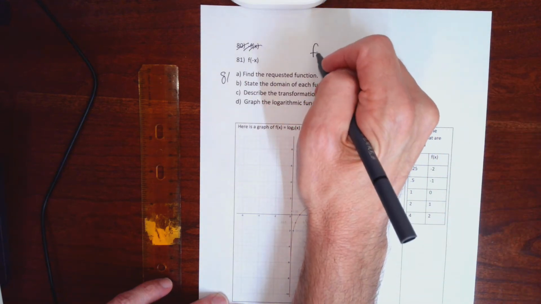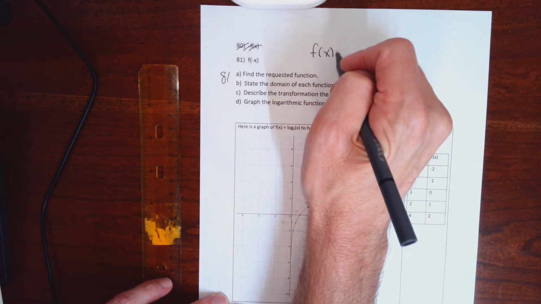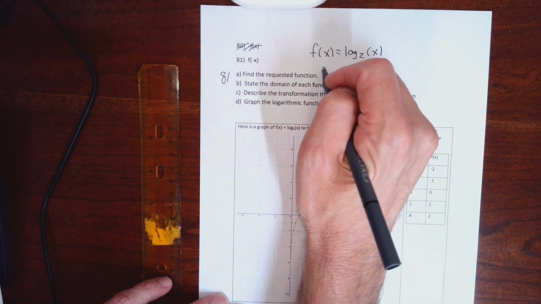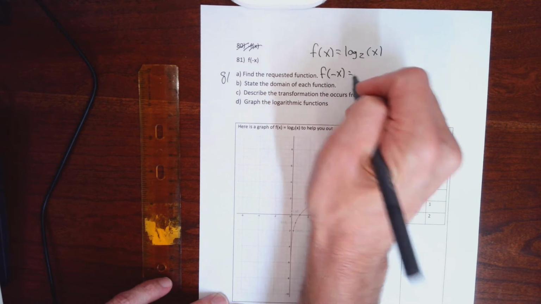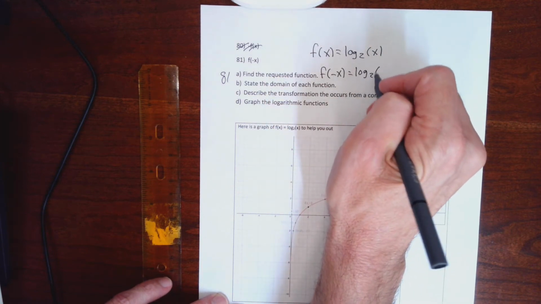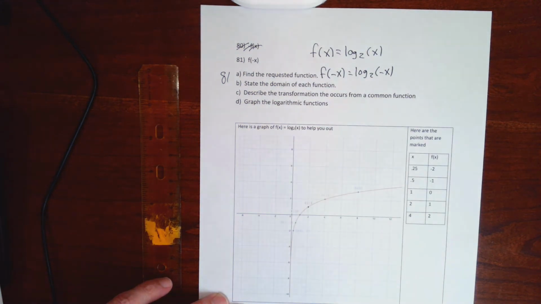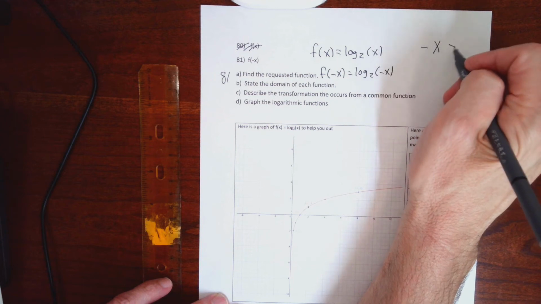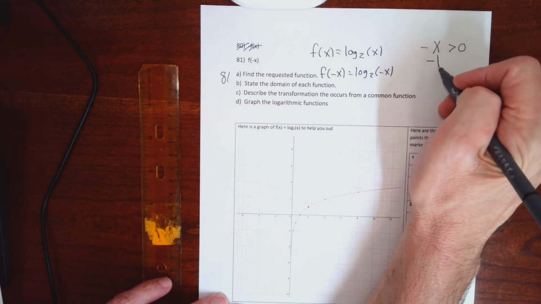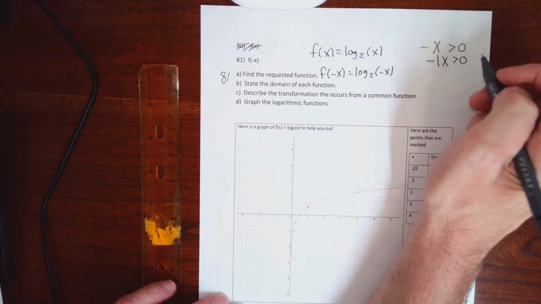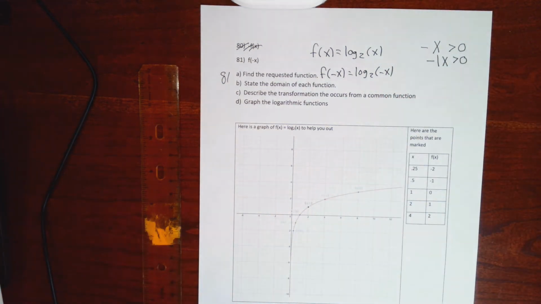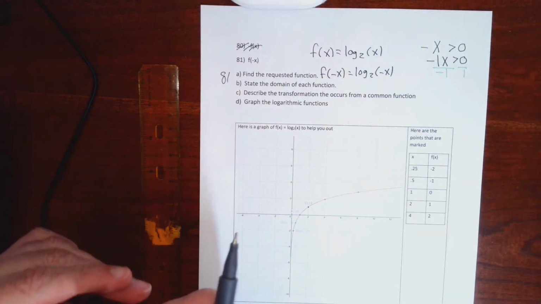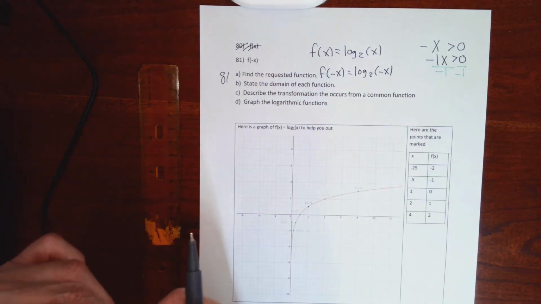So the seed function for problem 81 is f of x equals the log base 2 of x. To find f of negative x, it's going to be the log base 2 of negative x. Ugh. How do I find the domain? I take the new argument and set it bigger than 0. This new argument is really negative 1x, and I'm setting that bigger than 0. When I set that bigger than 0, I need to divide both sides by negative 1. And when I divide both sides by negative 1, I have to flip the inequality.